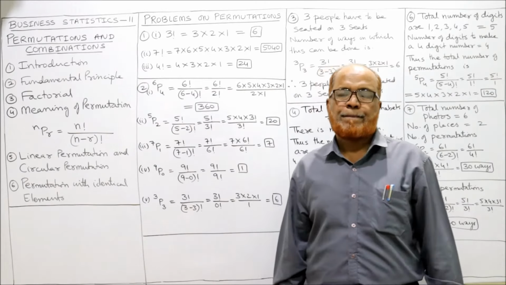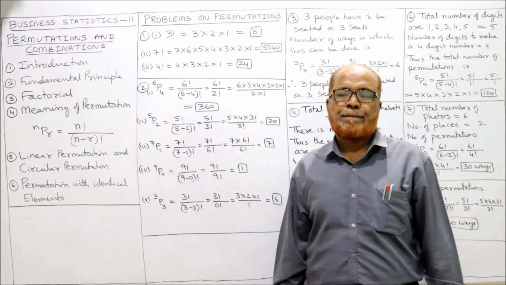Or first batsman, second bowler. Then second batsman, second bowler. Third batsman, second bowler. Fourth batsman, second bowler. In the same way, first batsman, third bowler. Second batsman, third bowler. Third batsman, third bowler. Fourth batsman, third bowler. So totally 12 ways are there. 1, 2, 3, 4. 1, 2, 3, 4.